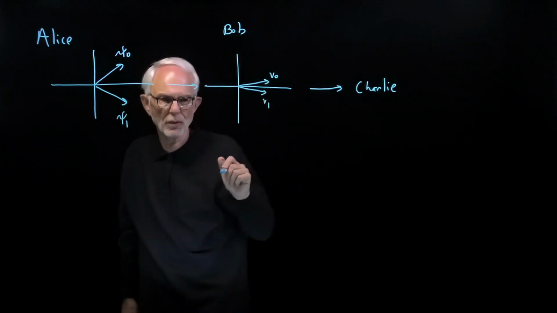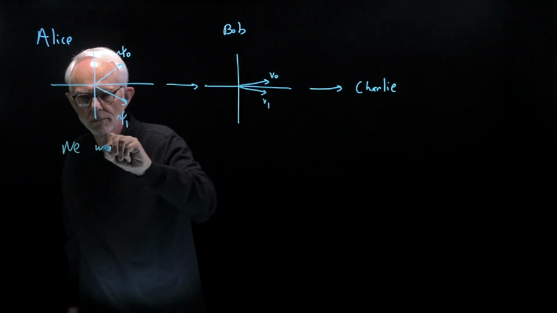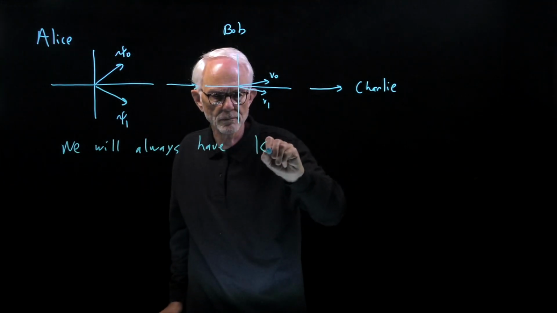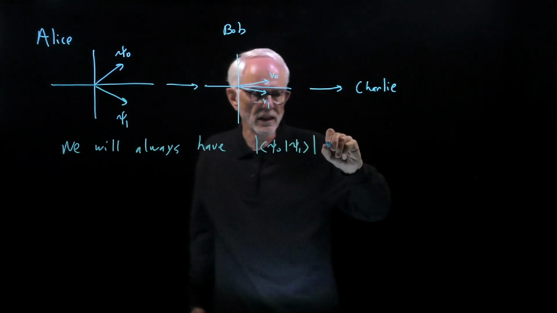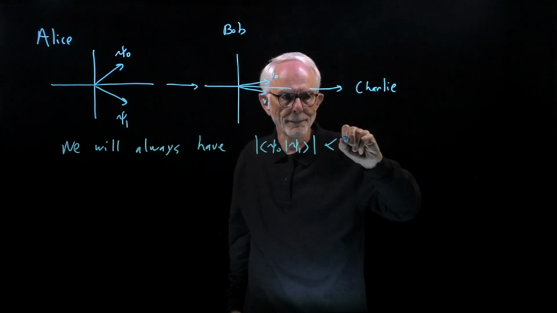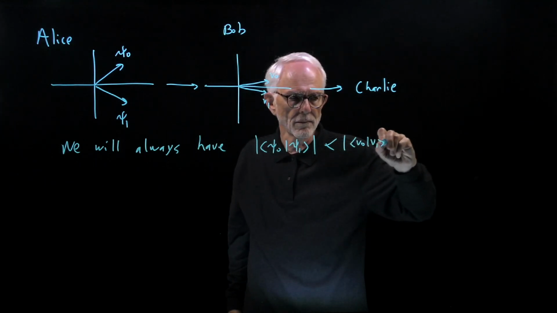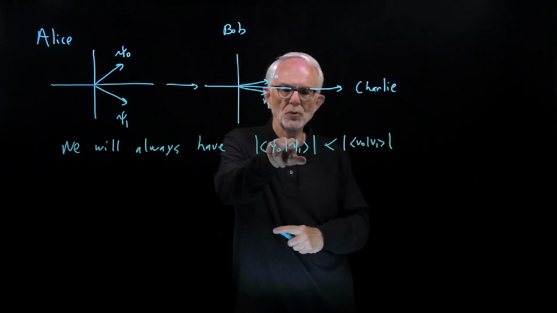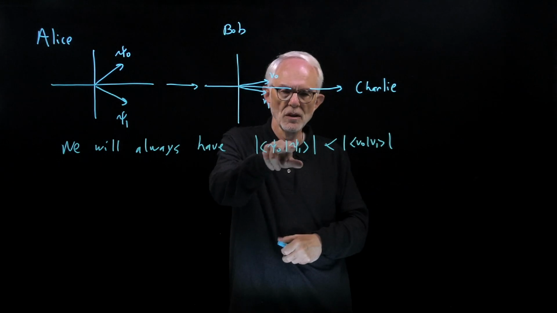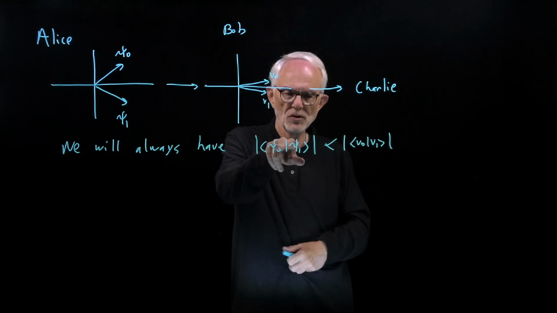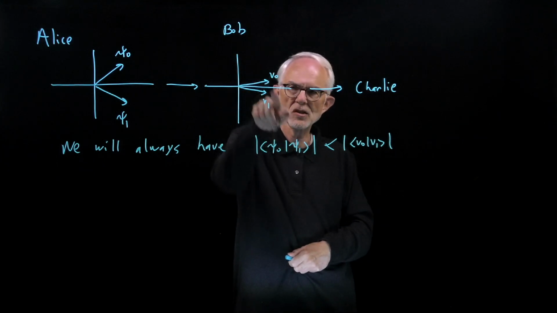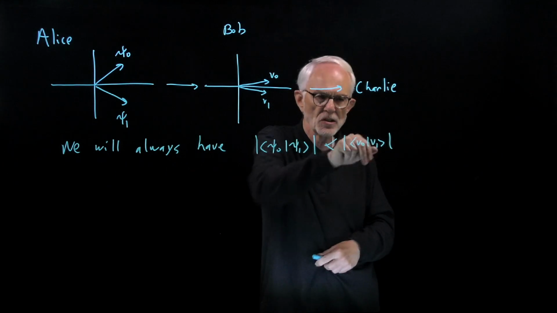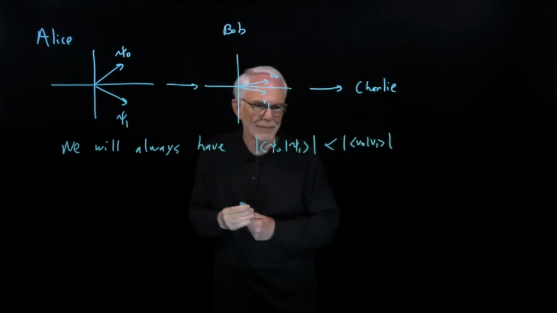So what we'll always have is that the overlap of the V states is less than... So the smaller the overlap between the states, the easier they are to distinguish. So these are easy to distinguish, so they have the smaller overlap. Because Bob has taken some information out of the states, the ones that are left are harder to distinguish, so they have a larger overlap.